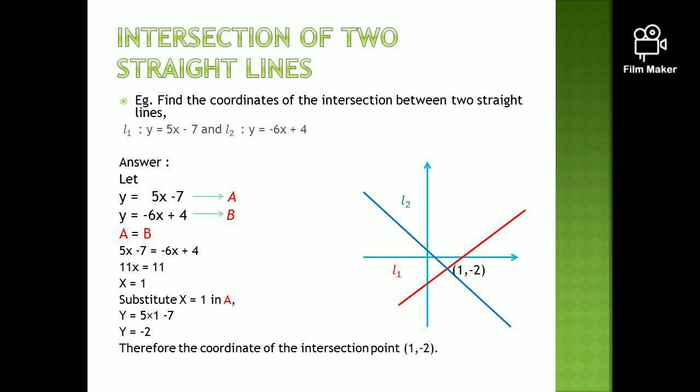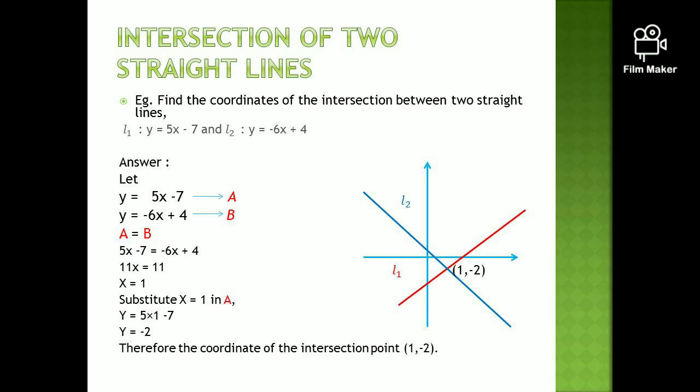In this example, we need to find the coordinates of the intersection between two straight lines y equals 5x minus 7 and y equals minus 6x plus 4. Using the same technique as in the previous question, equation A is y equals 5x minus 7 and equation B is y equals minus 6x plus 4. Since both are y equals, we can equate the right hand sides of the equations. Therefore, we obtain 5x minus 7 equals minus 6x plus 4.